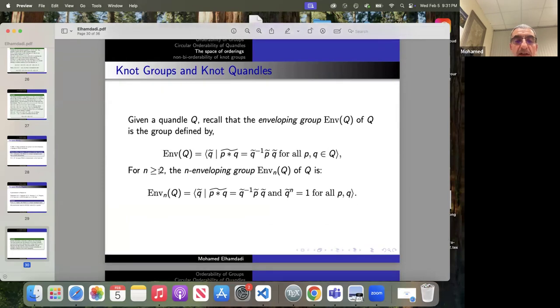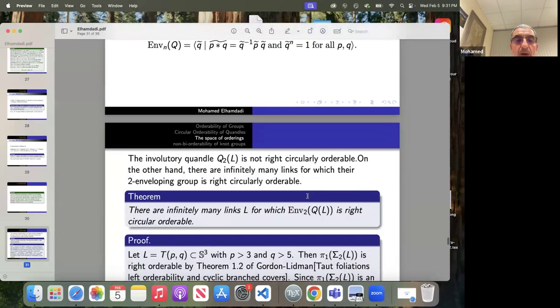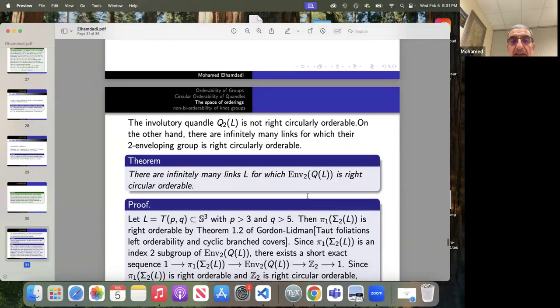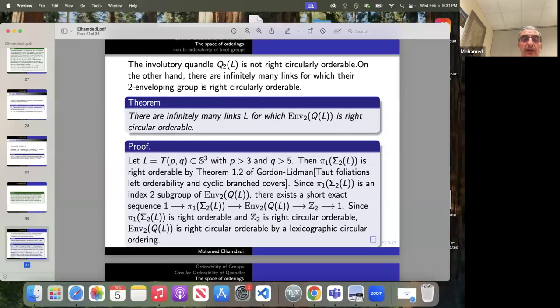You can consider what is called the n-enveloping group by adding the extra relation that every element to the power n equals 1. This was defined in the thesis of Joyce. Now, the involutory quandle Q2 of L cannot be right circularly orderable. On the other hand, there are infinitely many links for which their 2-enveloping group is right circularly orderable.